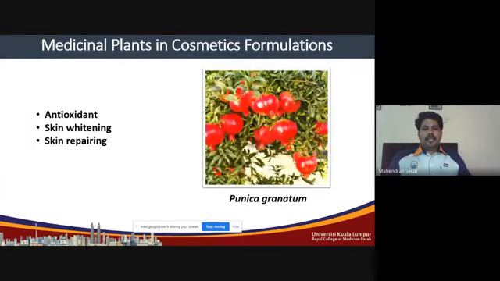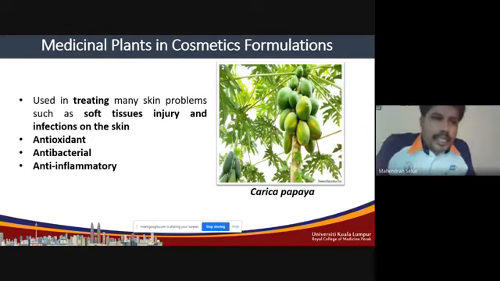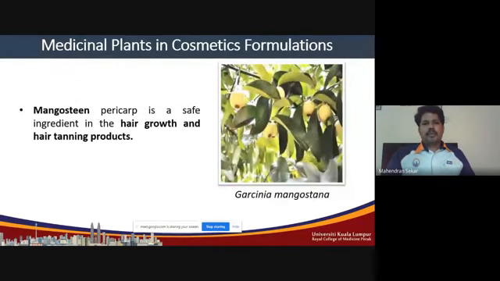And Punica granatum, that is pomegranate. The peels of pomegranate are mainly used because the active constituents are highly antioxidant, which can repair skin problems and can produce skin whitening as well. But we don't have a product which is mainly made from pomegranate. So researchers or innovators need to think about this when doing cosmetic formulation, we can use this kind of plant material as one of the ingredients. Then Carica papaya, which also has antioxidant and antibacterial properties along with anti-inflammatory. This can be used in treating many skin problems such as soft tissue injury and infection on the skin. And the next one will be mangosteen.